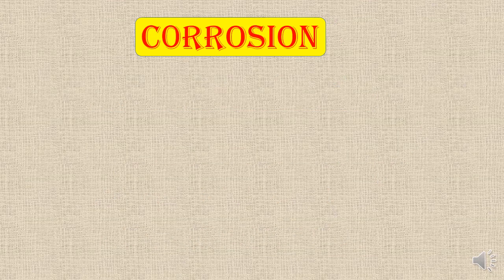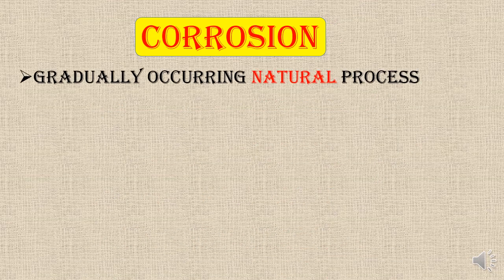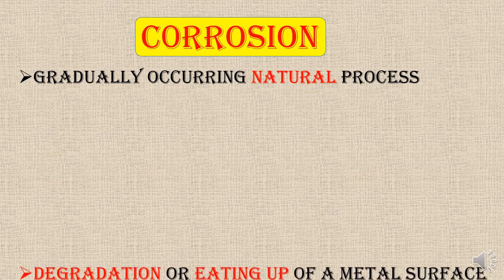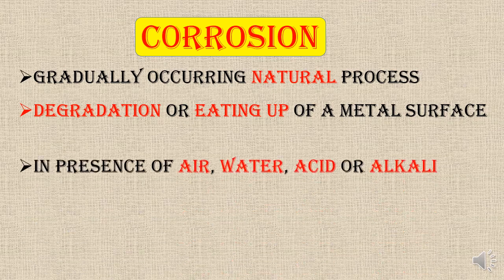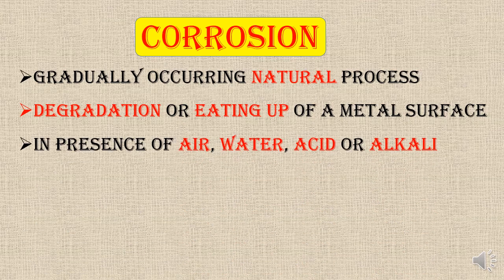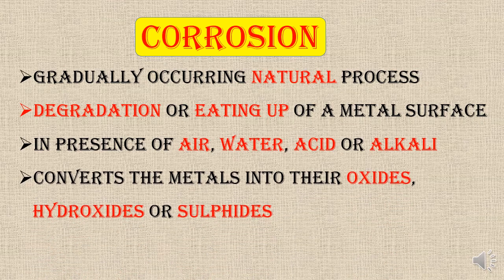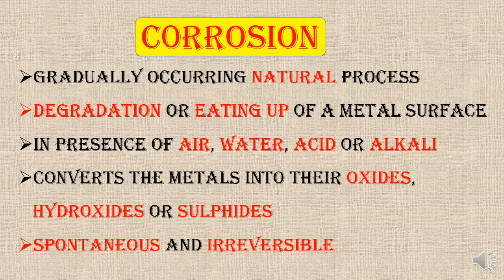So let's begin. Corrosion is defined as the gradually occurring natural process of degradation or eating up of a pure metal in presence of air, water, acid or alkali, etc. It converts the metal into its oxide, hydroxide or sulfide. As mentioned earlier, corrosion is spontaneous and irreversible.